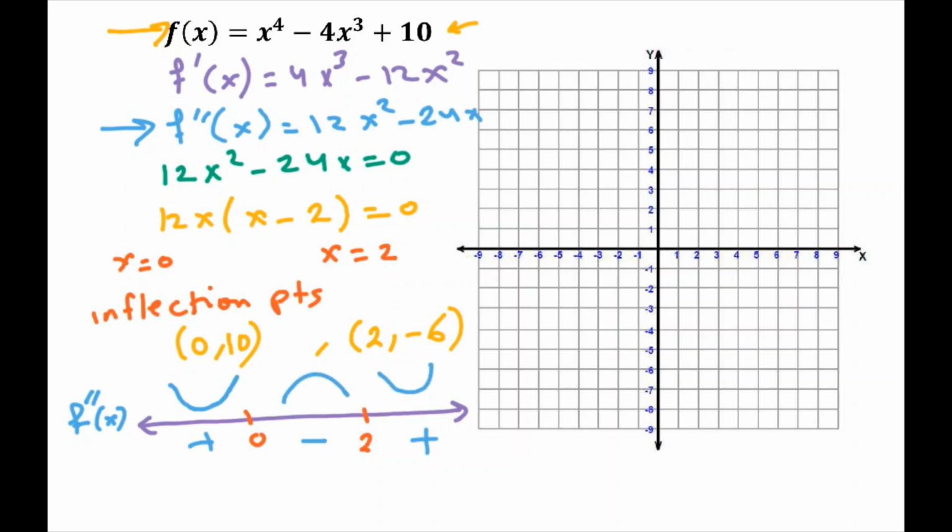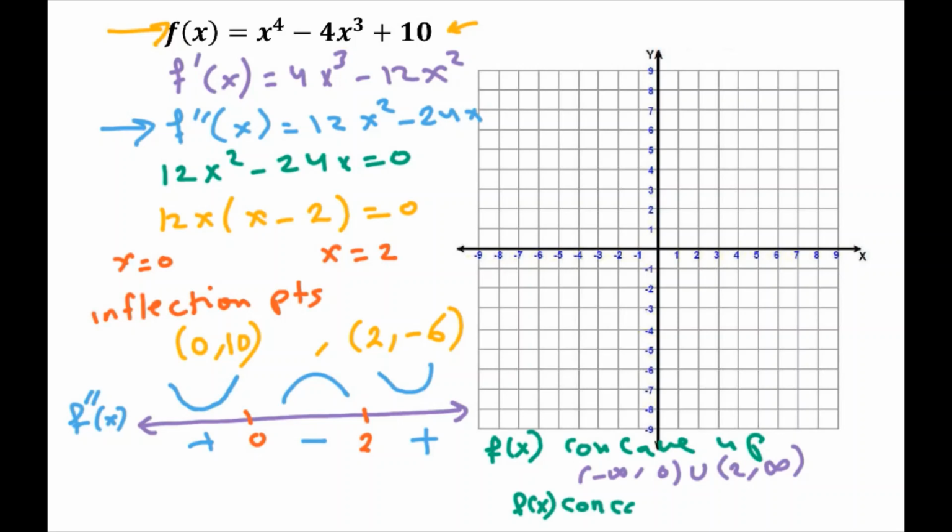So let's write it here. f(x) is concave up from -infinity to 0 and 2 to infinity. And it is concave down basically from 0 to 2. Okay, so now we have studied the increasing, decreasing, concavity, and all of these things. Let's put things together now.